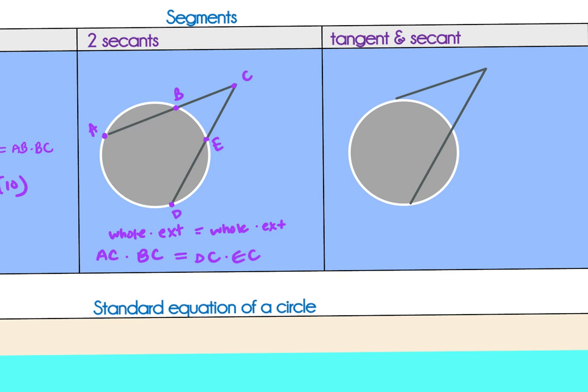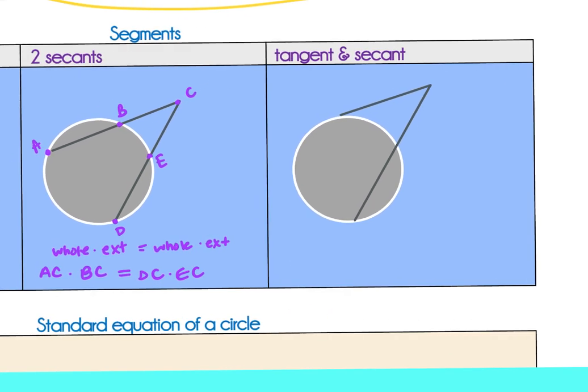Then you had a tangent and a secant. So one line that does not go into the circle, one line that crosses through the circle. And it is tangent squared equals whole times external. So A, B, C, D: it would be AB squared equals CB times DB. Tangent, as in the tangent segment, not tan as in right triangles. Tangent as in the tangent line or segment, not tangent as in opposite over adjacent.